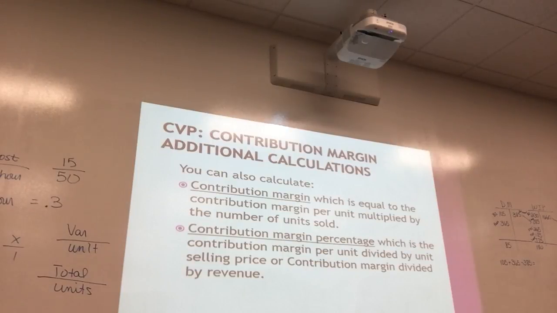You can also calculate it as the contribution margin per unit multiplied by the number of units sold. Contribution margin percentage is the contribution margin per unit divided by the unit selling price, or the contribution margin divided by revenue. So you have several different ways to get to where you want to go. Any questions on that?